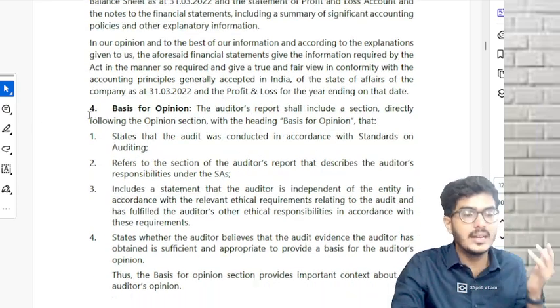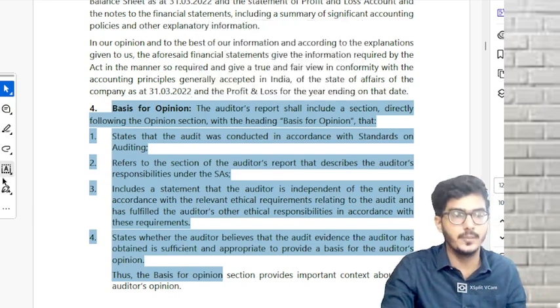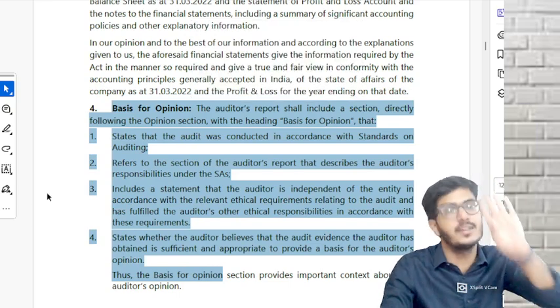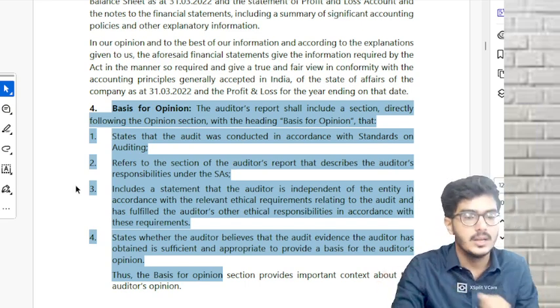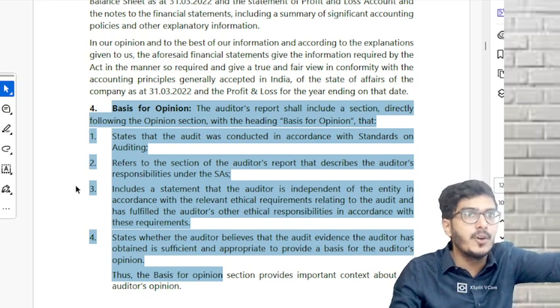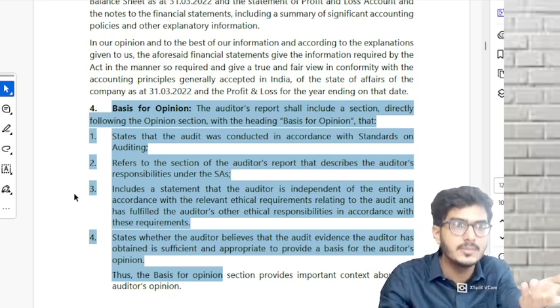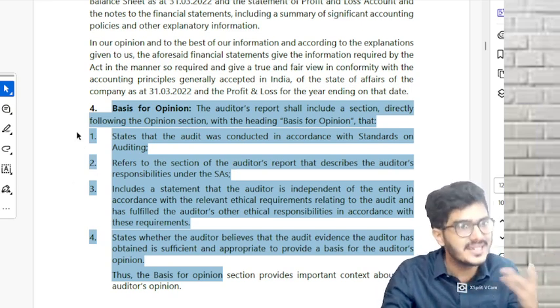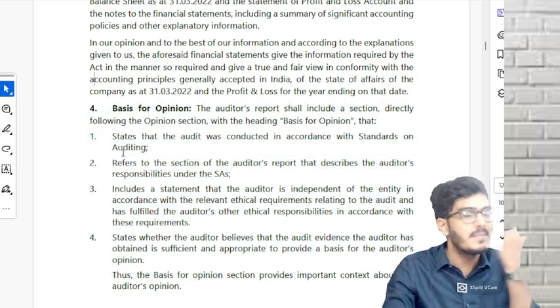Illustration bogus. Then comes basis for opinion, which is always the second paragraph of your auditor's report. You think and tell me, opinion, we just give the opinion. Unmodified opinion it is. Now, why did you give an unmodified opinion? Give the basis also for that. Why did you give a qualified opinion? Give the basis. Basis means reasons. On what basis are you giving an unmodified opinion? On what basis are you giving a modified opinion? That is it. Basically, again, it's a mug question.